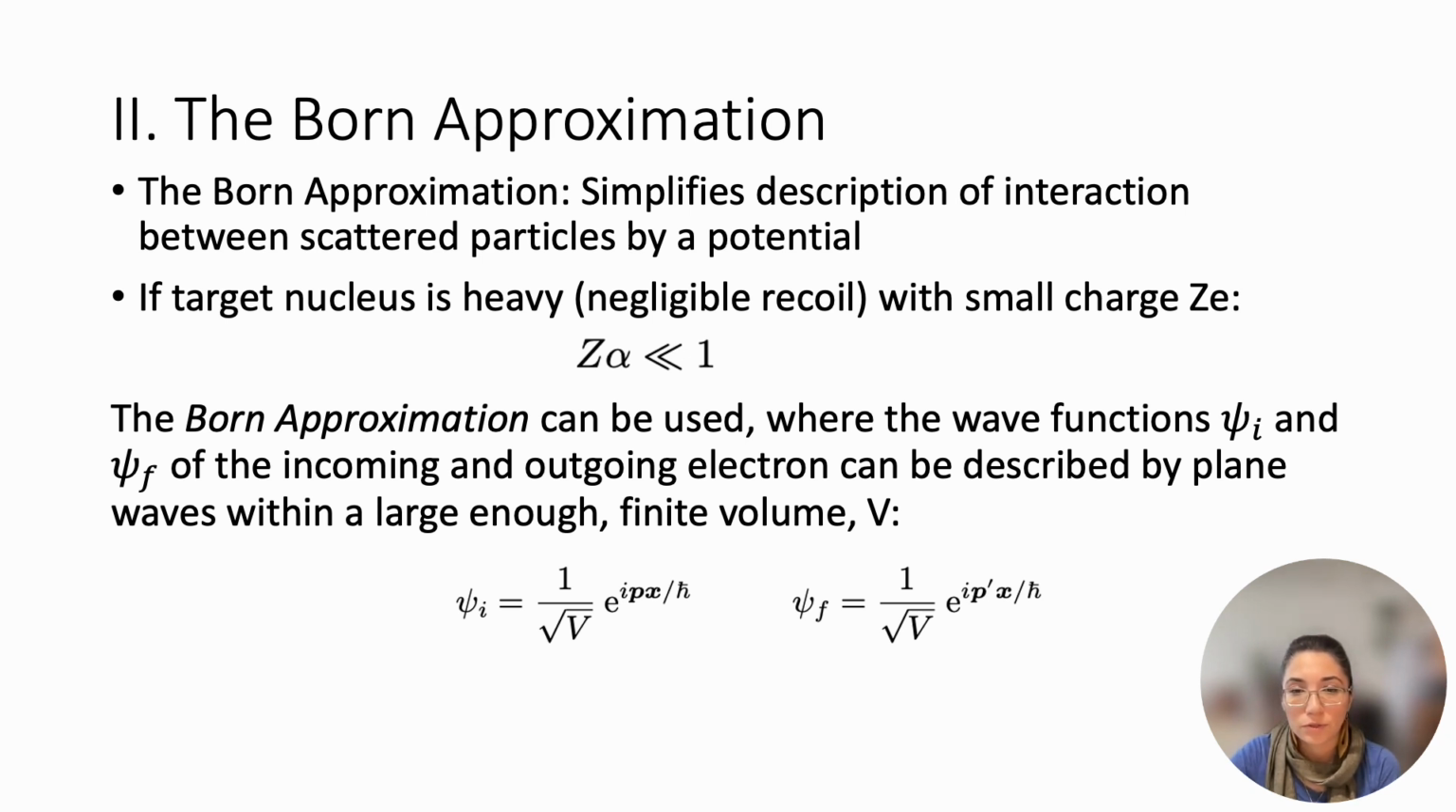And so using Fermi's golden rule, we can use what's called the Born approximation, which provides a relatively simple way to calculate the scattering amplitude by considering only the first order term and neglecting higher order terms. And so basically it simplifies the description of the interaction between scattered particles by a potential. And one particular condition that's necessary is that the target nucleus is heavy enough such that the recoil when the incident particle hits that target particle is negligible.